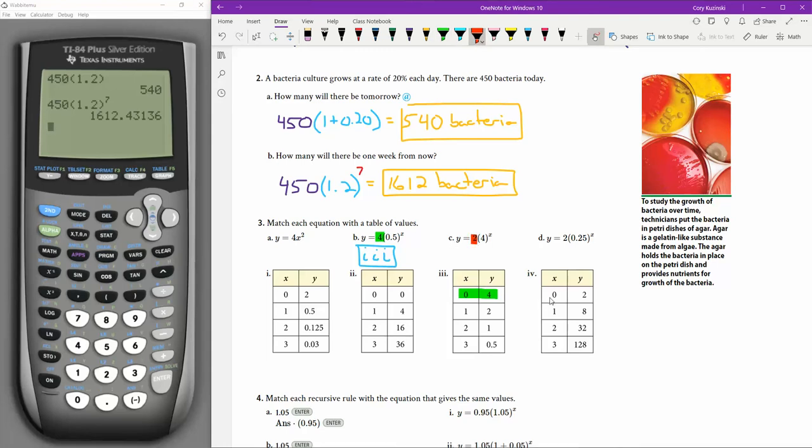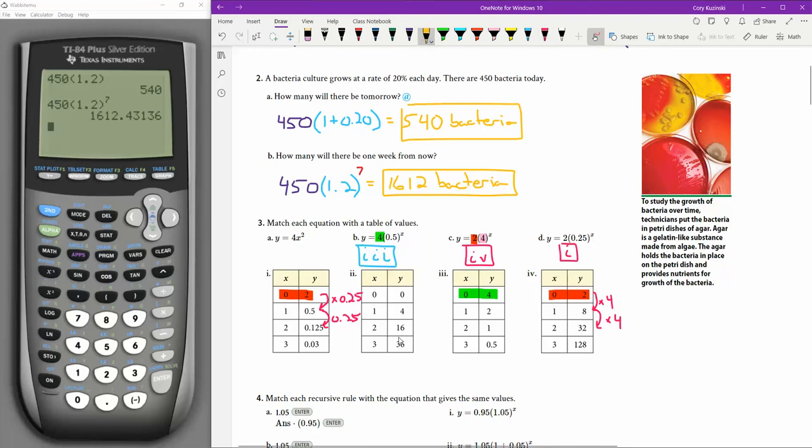This one I can see starts at 2, but so do both of these. Which one gets multiplied by 4 every time? This one gets multiplied by 4 every time. X goes up by 1, y gets multiplied by 4. So this is IV, number 4. That means this one is being multiplied by a fourth, isn't it? 0.25. See that? They start at the same place, but they're being multiplied by something else. So this is 1.